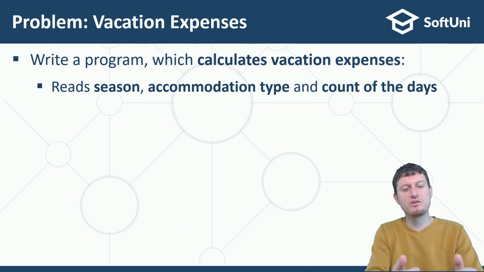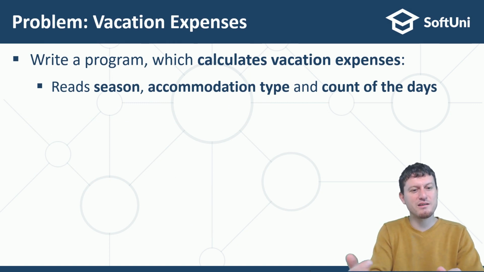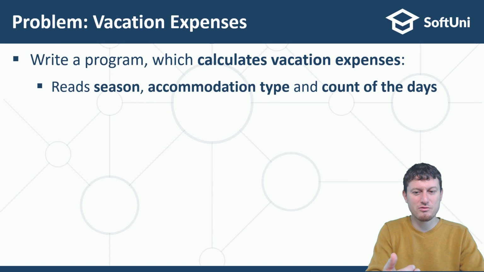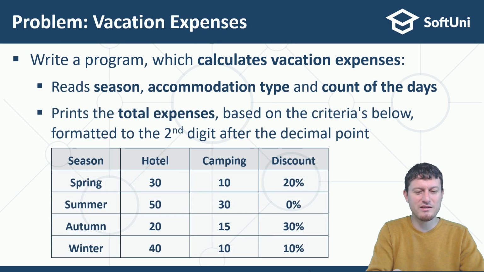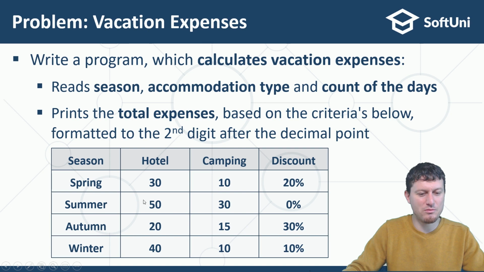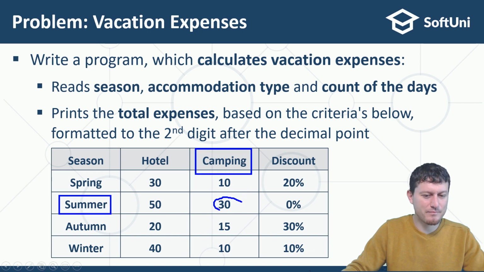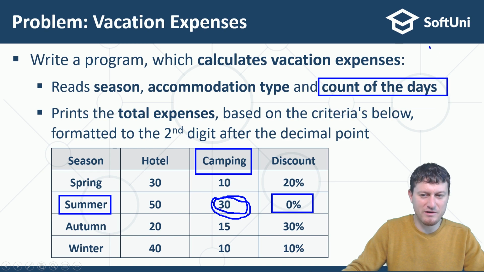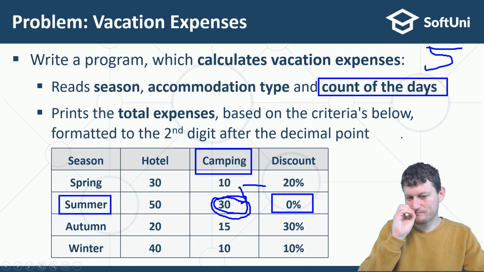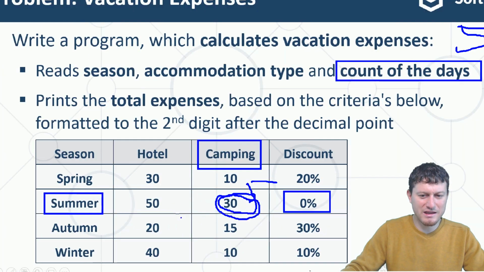The next one is called vacation expenses. It's about writing a program which calculates vacation expenses. It reads season, accommodation type, and count of days, and prints the total expenses based on this table below. So, for example, if we have summer and we have camping, the rate per day is 30. We don't have discount, so we have the count of days, for example 5 days, multiplied by 30, it would be 150.